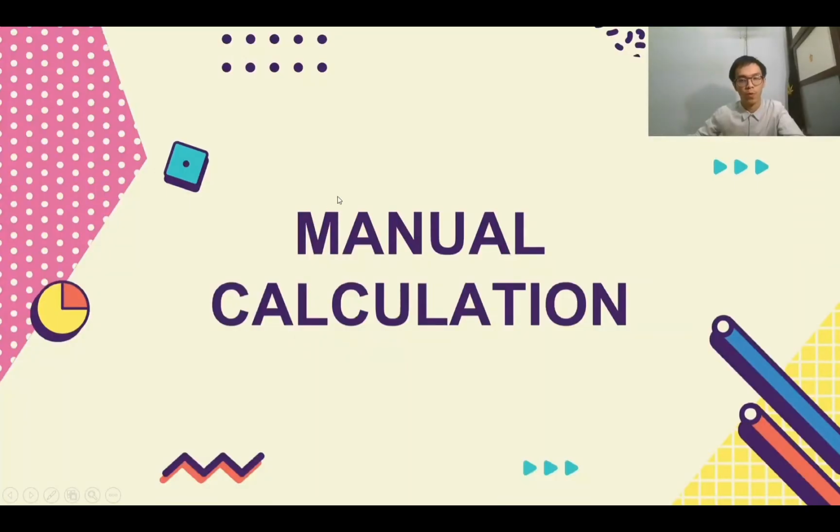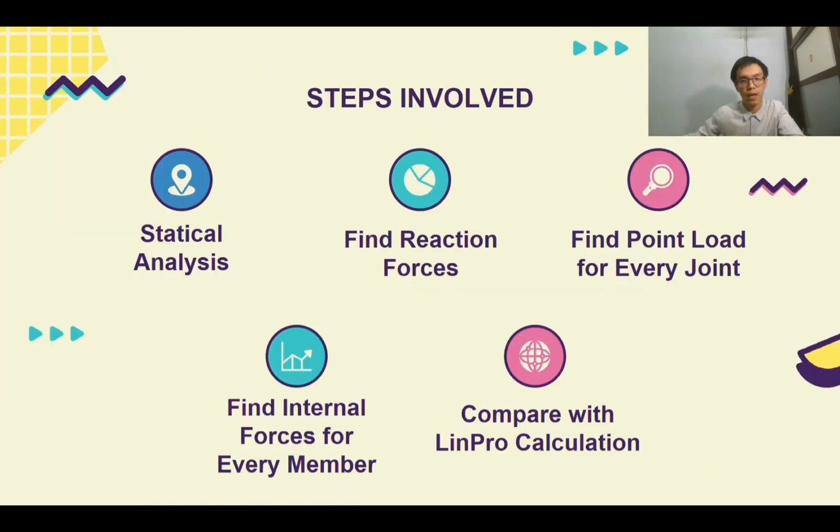Hello, my name is Tumono, matric number AP190262. I will continue the presentation with the manual calculation. There are 5 steps to do it: static analysis, find reaction force, find point for every joint, find internal forces for every member, and lastly compare internal force with the computer calculation.